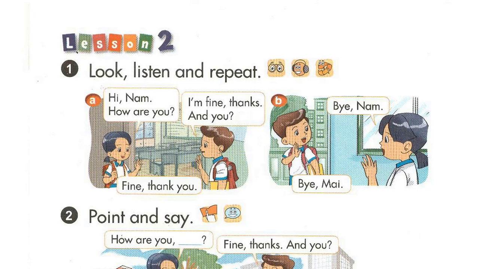Page 8. Lesson 2. Activity 1. Look, listen, and repeat. A. Hi, Nam. How are you? I'm fine, thanks. And you? Fine, thank you. B. Bye, Nam. Bye, Mai.